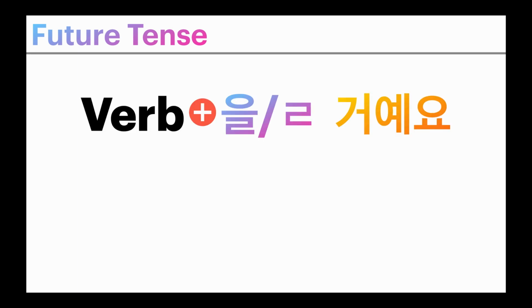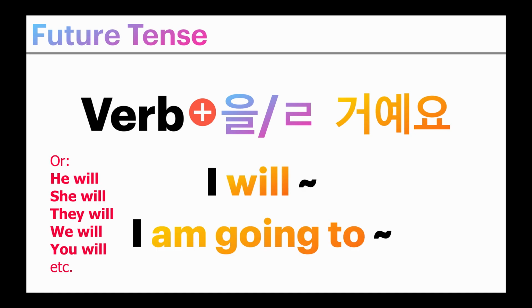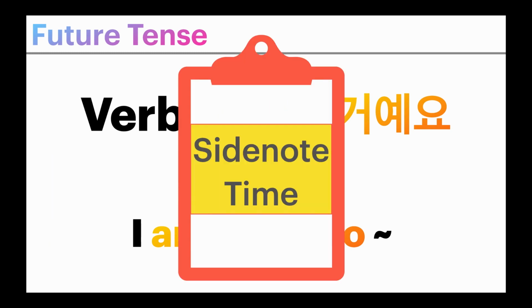So the future tense pattern that we will practice throughout this video is verb plus either 을 or ㄹ, 거예요. I will or I am going to. Now very quickly, I've just got two little side notes to go over. Don't worry about memorizing anything I'm about to say. Just keep these things in mind.